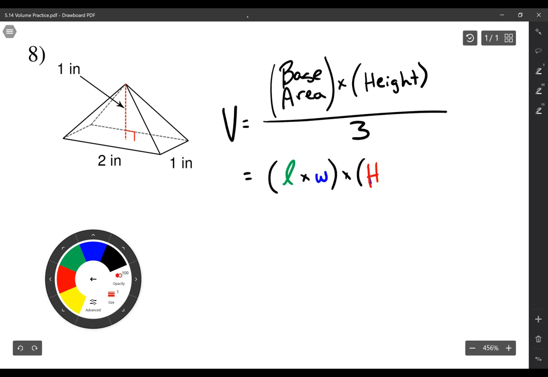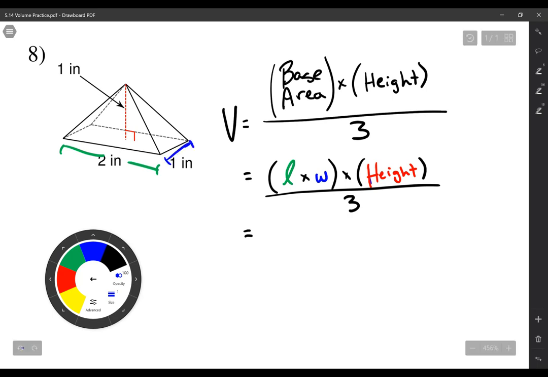So now that we've got height here, we can plug everything in. And obviously we're going to divide this all by 3. So the length is going to be this 2 right here. So that's our length, and the width is going to be the 1 inch right here. So that's the total base area. So when I fill that in, our length is going to be 2 inches. And we're going to multiply that by 1 inch.